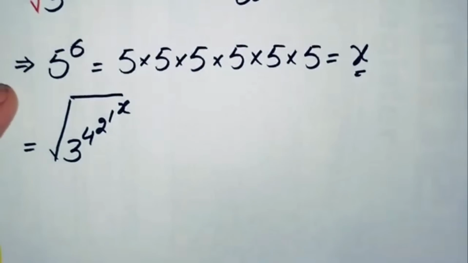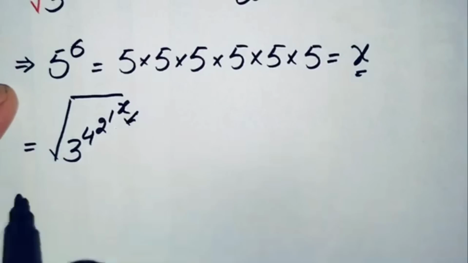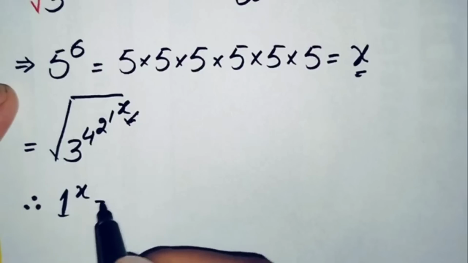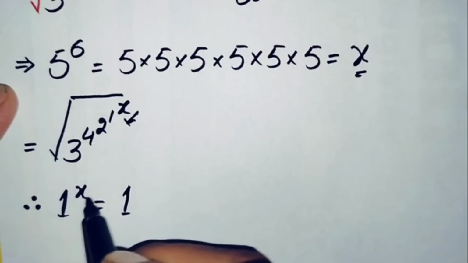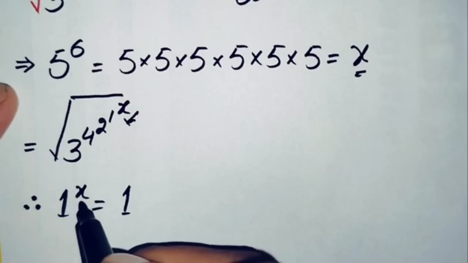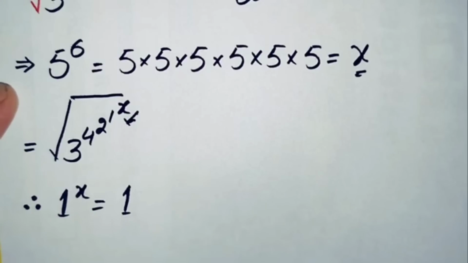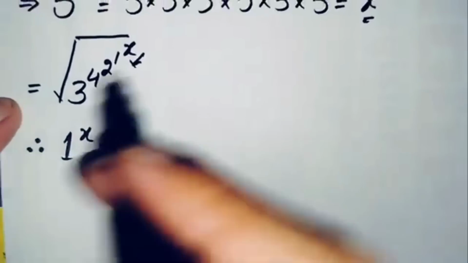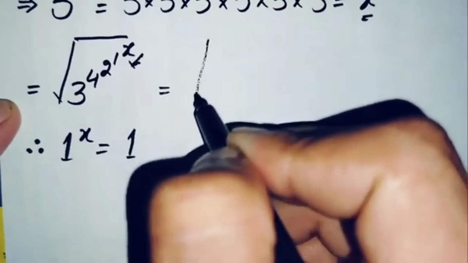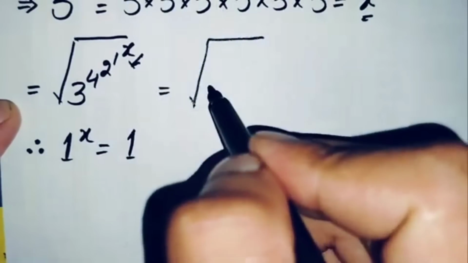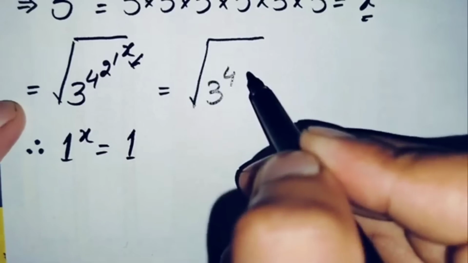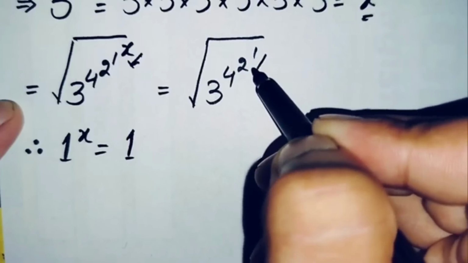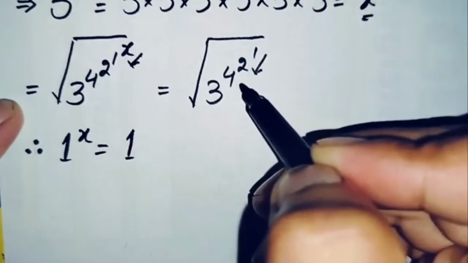Here we will solve this power 1 raised to power x. Now we know that 1 raised to power x is always equal to 1 for any number x, if x is any number, maybe in hundreds, thousands, and millions. Now here we will replace 1 raised to power x with 1 in this step. So this will become square root of 3 raised to power 4 raised to power 2 raised to power 1.